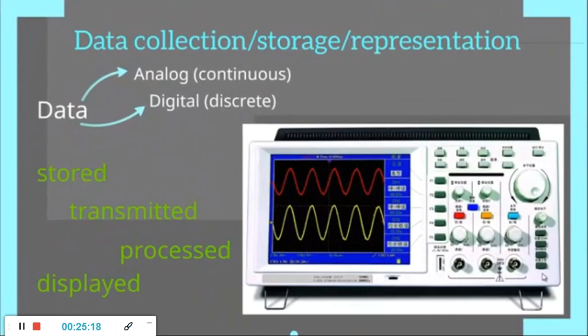First one is data collection, storage, representation. Data may be either analog, continuous, or digital. A range of applications work for data collection, storage, and different forms of representation. For example, consider a digital oscilloscope. It is used to store the data in a USB drive. It can transmit the data to a PC directly using serial communication. It can process data like RMS values, mean values, and average, and at the same time it will display the same on the LCD screen.